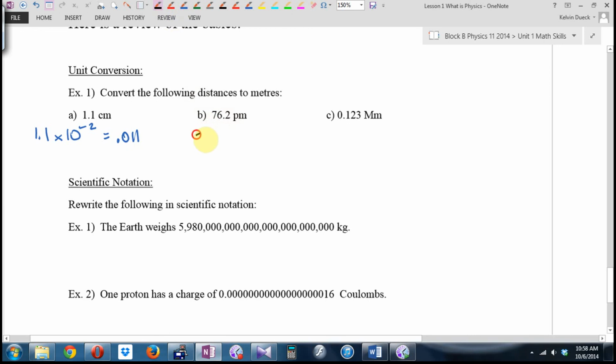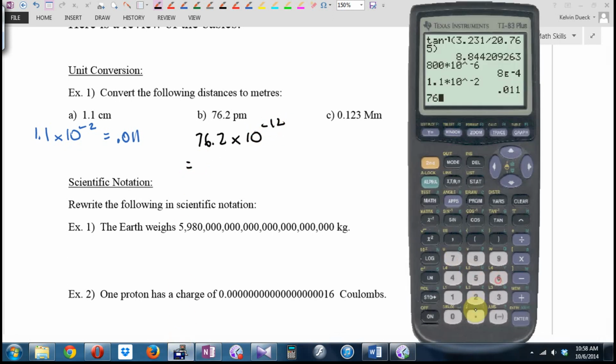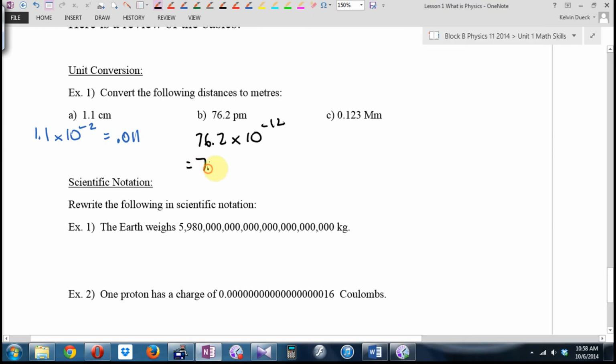76.2 picometers. So 76.2 times, what can I replace the pico with? 10 to the negative 12, and I'm getting an answer back in scientific notation. This is now 7.62. When I see an E, that's times 10 to the negative 11. So first I'm going to write that down. 7.62 times 10 to the negative 11.